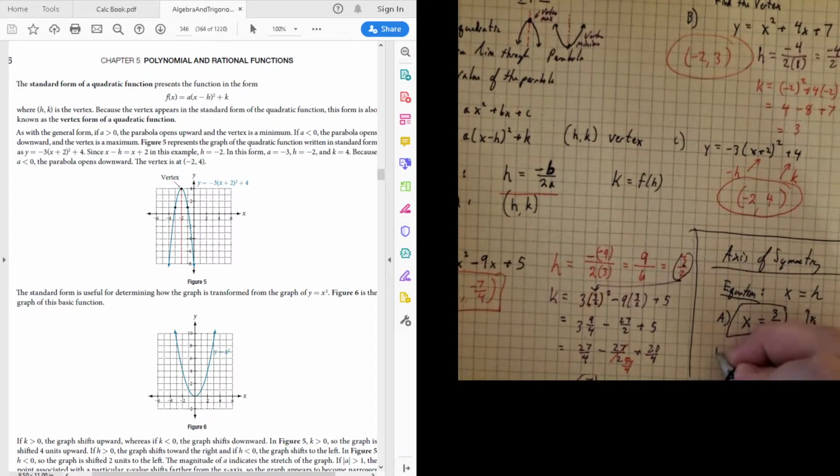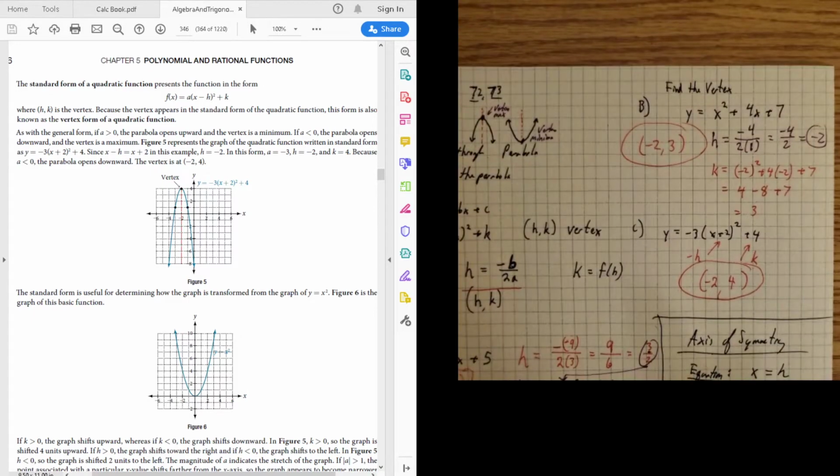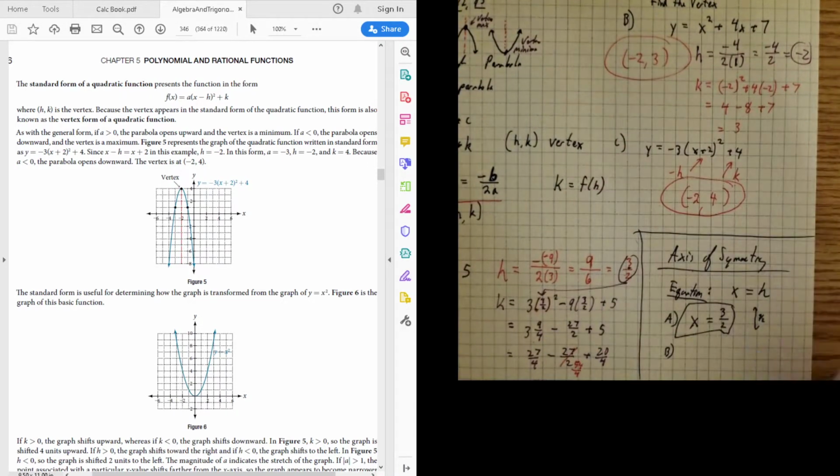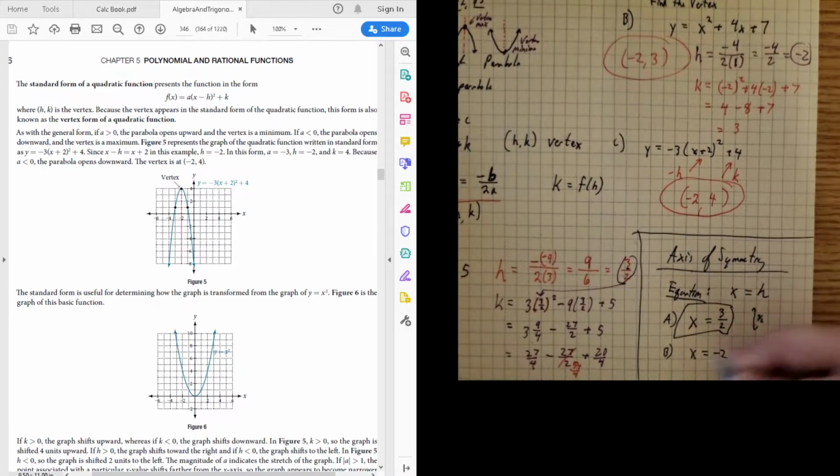For b, similar process. For my b equation, I had the point negative 2, comma 3 as my solution. So how do I write that as the equation? Well, I would do x equals negative 2.